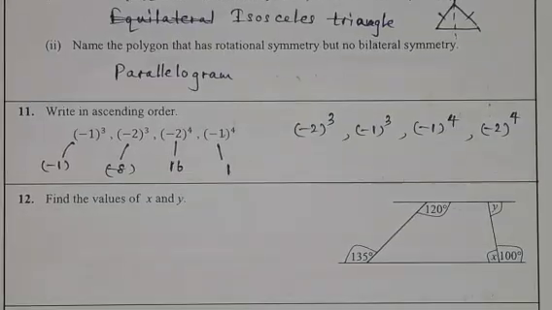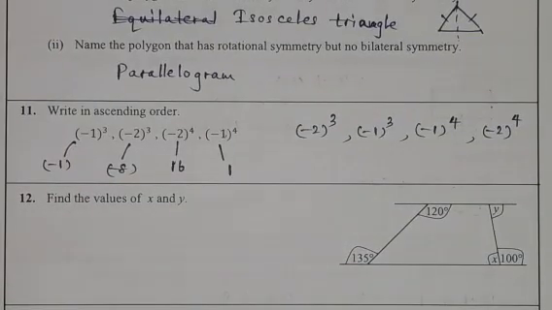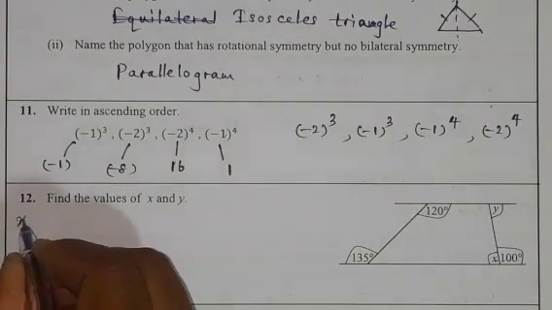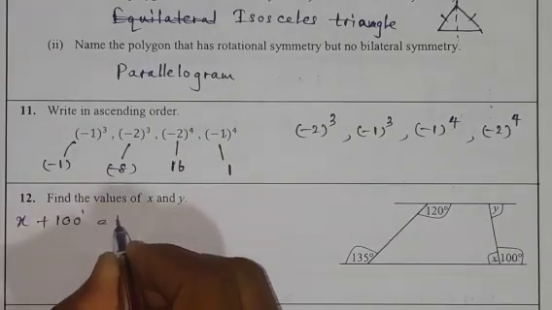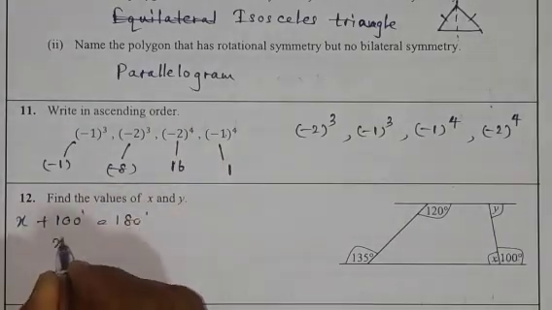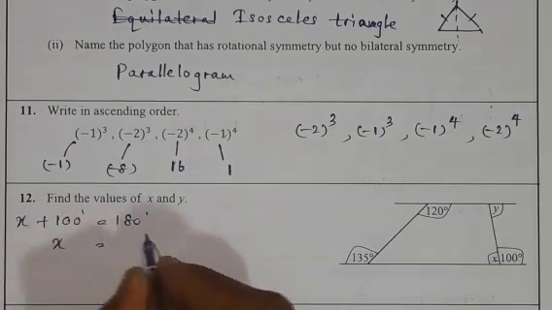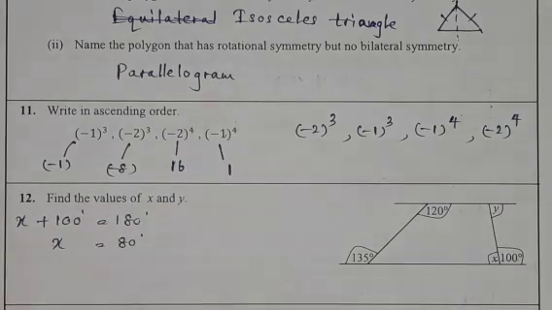Then question number 12. Find the values of x and y. First we can find the value of x here. These two are supplementary adjacent angles. So the addition here is 180. We can write x plus 100 equal to 180. Then x equal to 180 minus 100, that is 80.